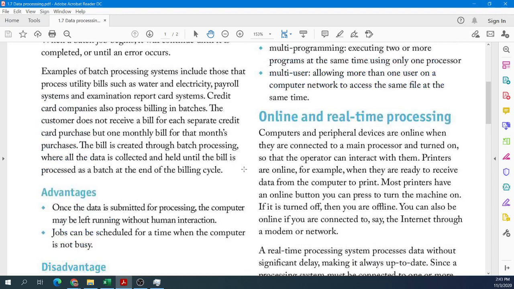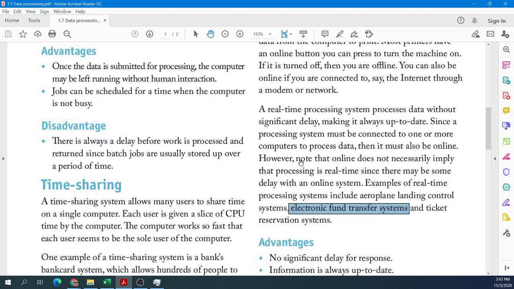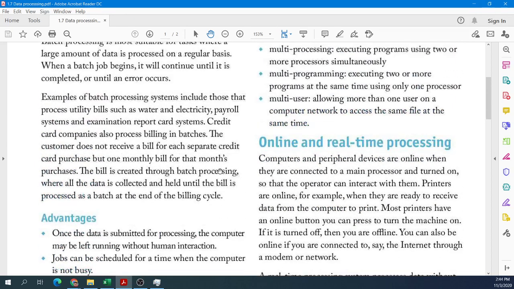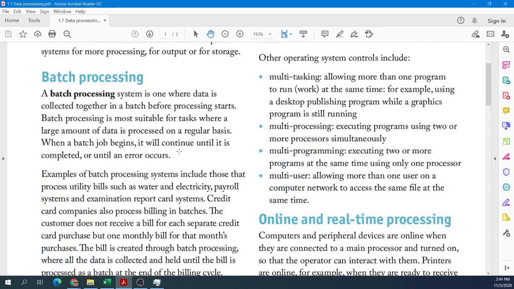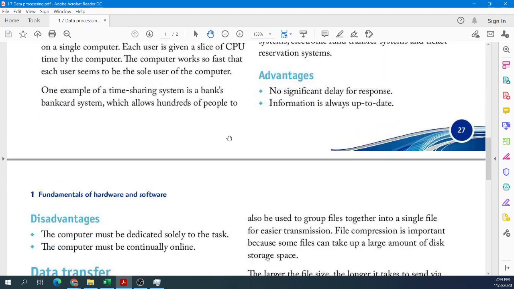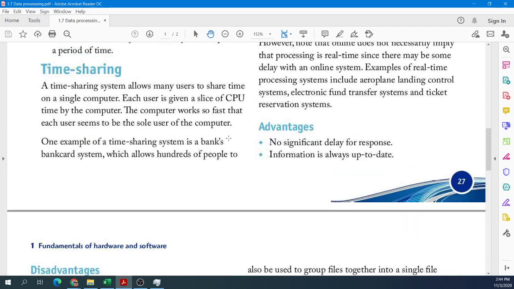Information and data that we need right away, we would use real-time processing so that we can get that data or information right away. But if we do not need something right away, if it can wait, if it can be processed later on, then we would implement batch processing. So it all depends on the need of that data.